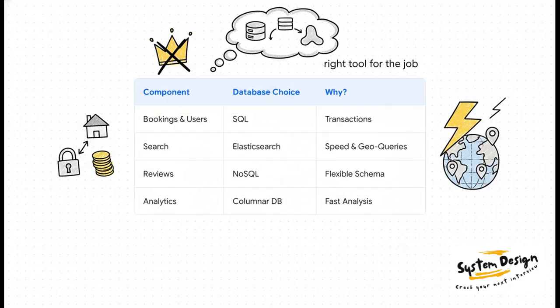So for bookings and users where we need absolute bulletproof reliability, we use a classic SQL database. But for search, where we need crazy speed and complex geographic queries, we use a specialized engine like Elasticsearch. This whole strategy has a name. It's called polyglot persistence, and it's a cornerstone of modern system design.